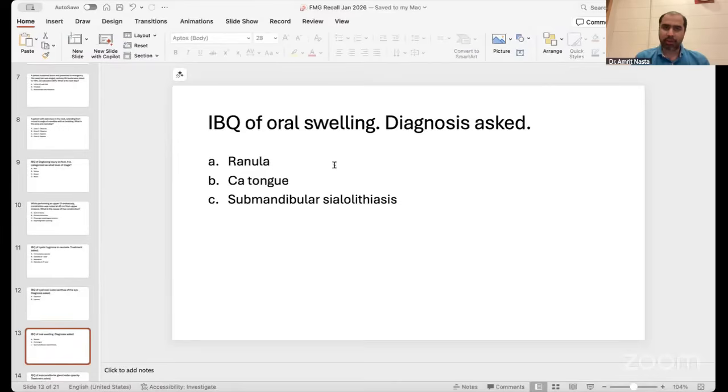This is also a PYQ repeat. There was a swelling in the floor of the mouth. They had asked a diagnosis. I think it is ranula. Okay.